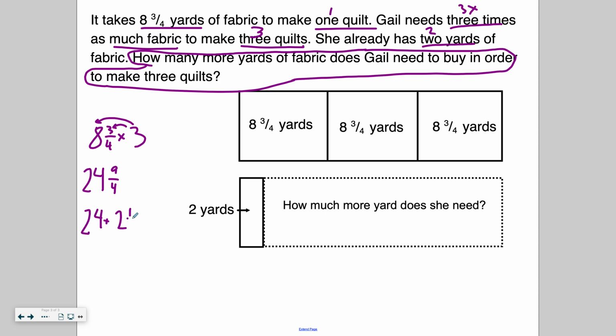24 plus 2 1/4. So I can add this. 26 and 1/4. So that is this right here. All 3 quilts is 26 and 1/4.